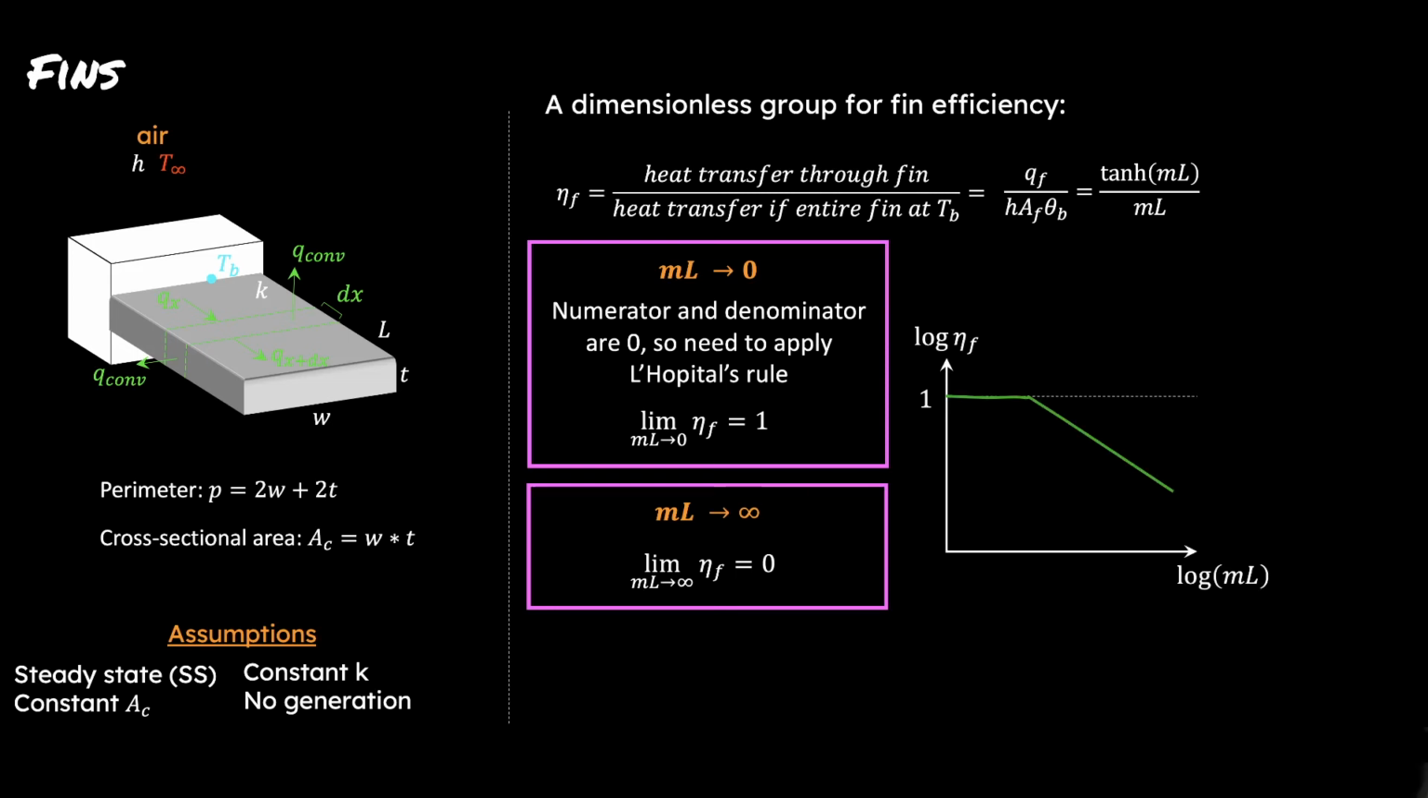We've done this on a log-log plot, placing log of eta sub F on the y-axis and log of mL on the x-axis. For small values of mL, as we mentioned a moment ago, the function saturates at 1, whereas for very long fins, the efficiency goes to 0. Because this is a log-log plot, the function's decline to 0 is not what we typically expect on non-log-log axes.